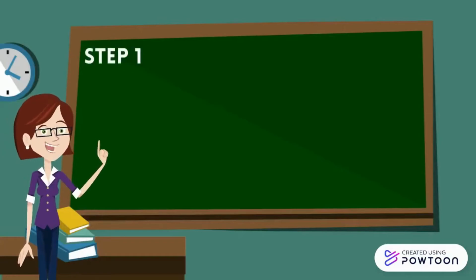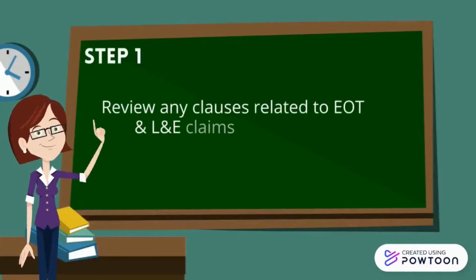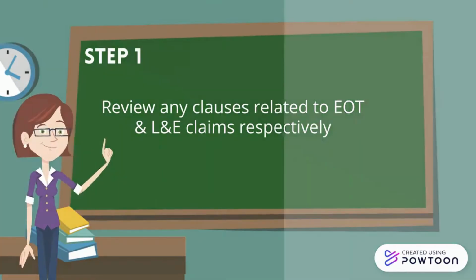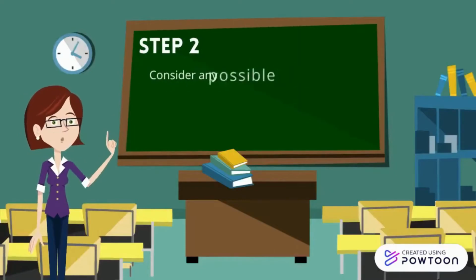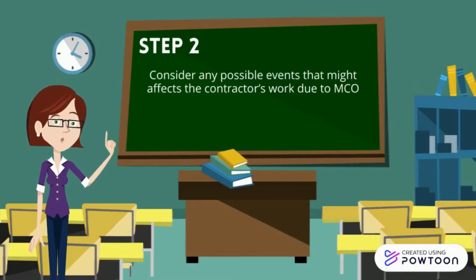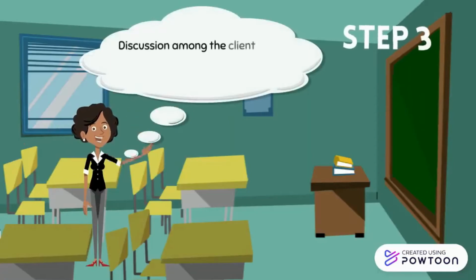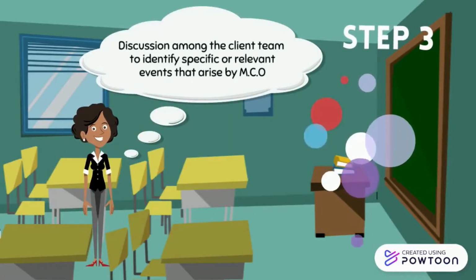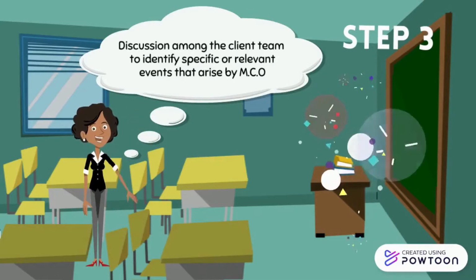Step 1. The client team shall review clauses related to EOT and L&E under PAM Contract 2018 to ensure there are supported clauses for the potential claim. The client's team shall consider any possible events which may materially affect the work progress due to MCO to ensure the claim is reasonable before further consideration. Next, discussion among the client team must be done to identify specific or relevant events that arise by MCO that are entitled to EOT or L&E.